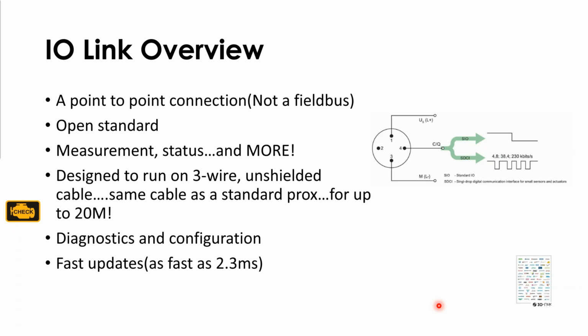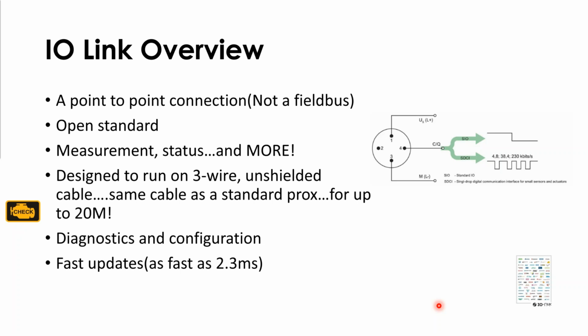What kind of data can we get? Well, typically we're getting measurement data. Whether it's a distance from a laser measurement, a pressure value, we're getting status of a sensor. Are we on and off? What kind of health do we have? Do we have a stable target? And more as we'll show you.